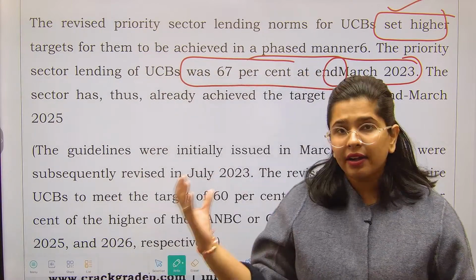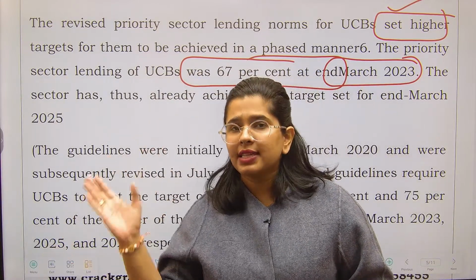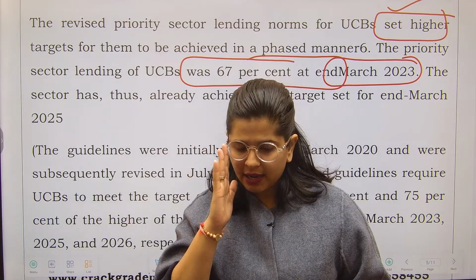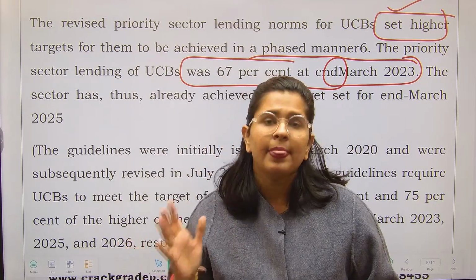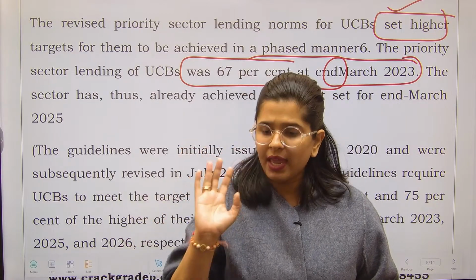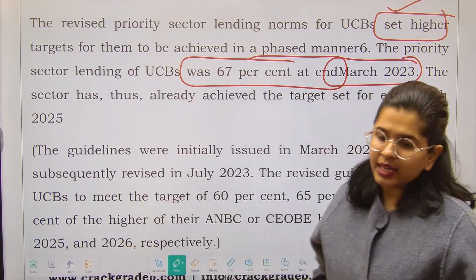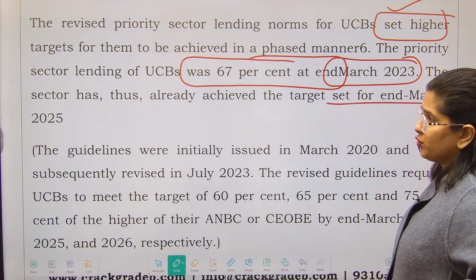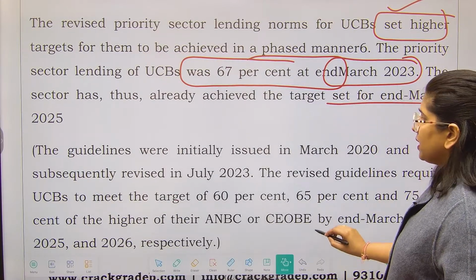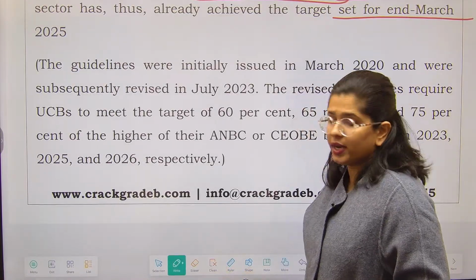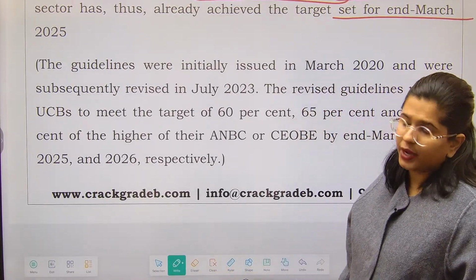If they had 100 rupees, out of that 67 rupees have gone to priority sector that the government has identified. ठीक है, जो गवर्नमेंट ने आइडेंटिफाई किया है 67 rupees उसमें गए हैं, right? The sector thus has already achieved the target which was set for the end of March 2025. Now let us see what the guidelines are talking about. These guidelines were issued first in March 2020 and then they were revised in July 2023.